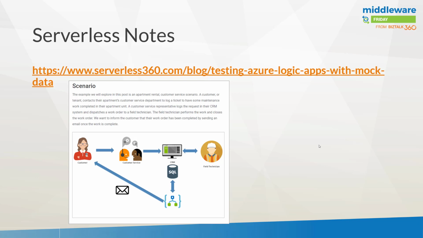But what we can do with mock testing is take sample data and use that within different actions. And instead of the action actually calling out to the underlying service, it's going to return your mock data or your static results instead. So let's head over to the Azure portal and take a closer look at this.